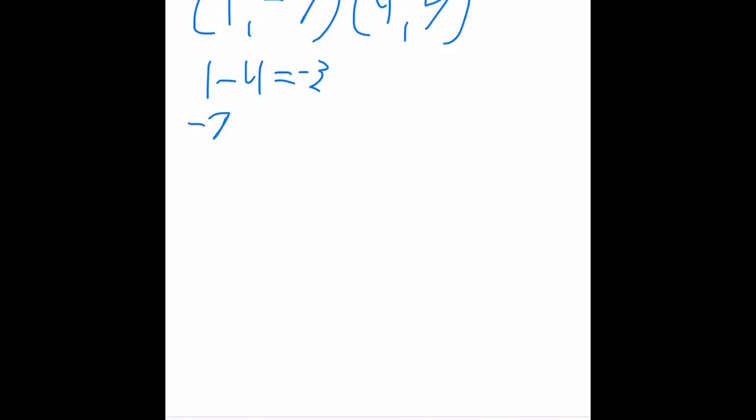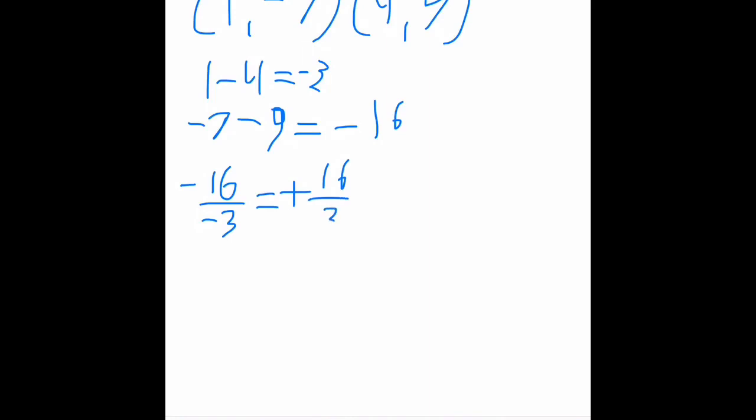Done. This is how you find the linear equation between 2 points. So let's say you have points 1, negative 7, and 4, 9. So you would do 1 minus 4, which equals negative 3, and then negative 7 minus 9, which equals negative 16. So you do negative 16 over negative 3, which is just equal to positive 16 over 3.